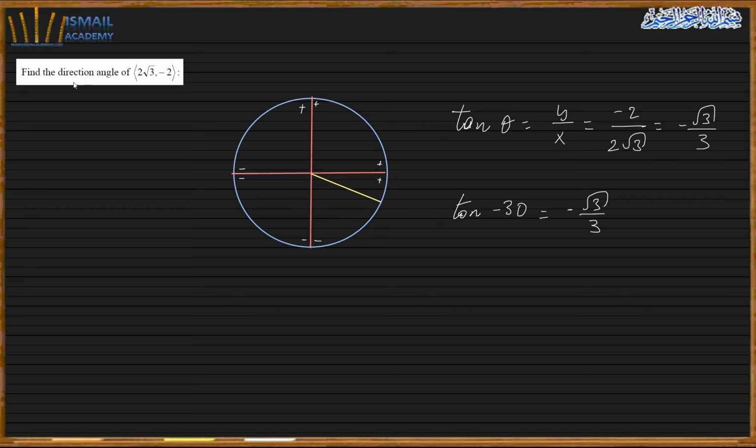So that means the direction angle is minus 30 degrees, or minus pi over 6 if they ask you for radians. So this is minus 30. Always use this idea, which comes from polar coordinates. To find the angle, we use the tangent, which is y over x, and from there you will get your angle.